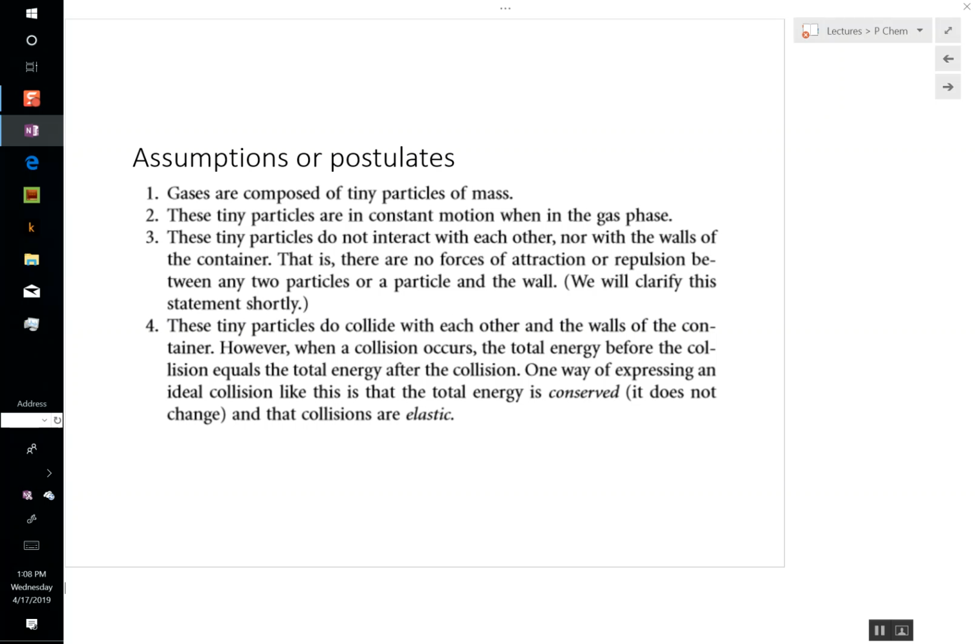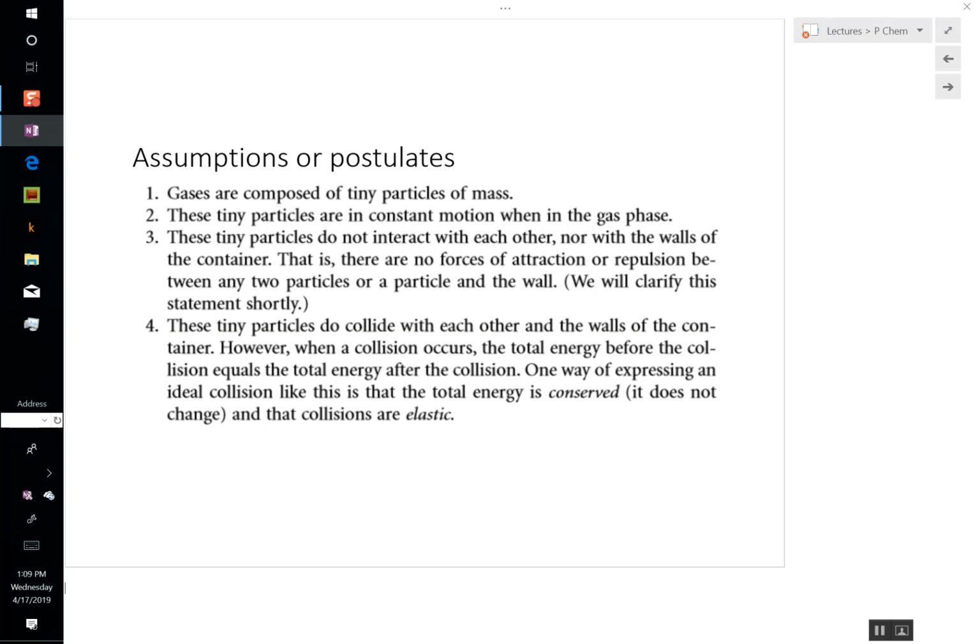They're in constant motion. They're moving in a straight line until they hit something, whether it be another molecule or the wall of the container. They're moving in a straight line. They hit something and they glance off of it and get a new direction. They can collide with each other and the walls of the container. But what we're going to talk about today is these collisions don't result in a chemical reaction, and they conserve energy. They're perfectly elastic collisions.